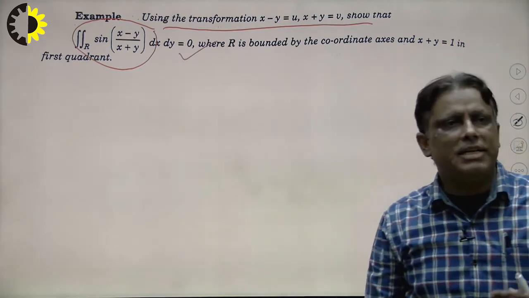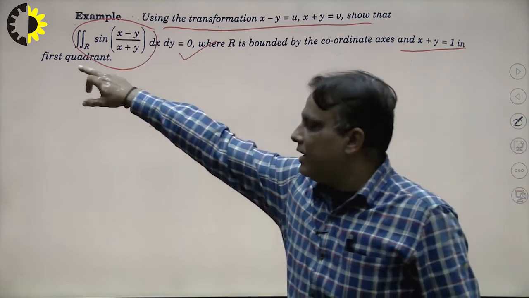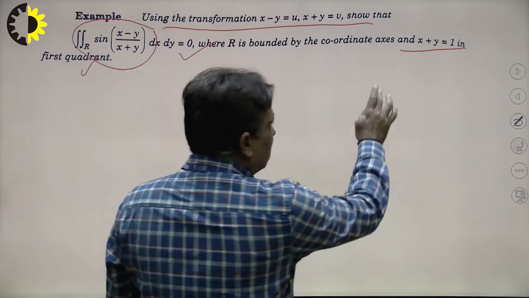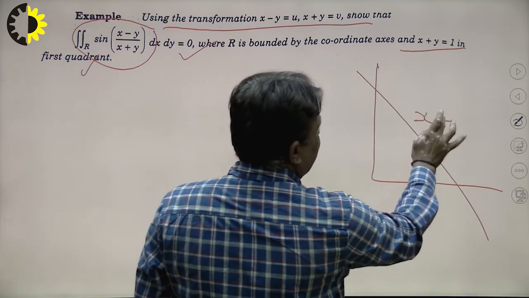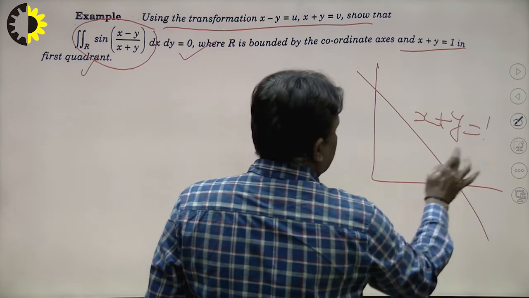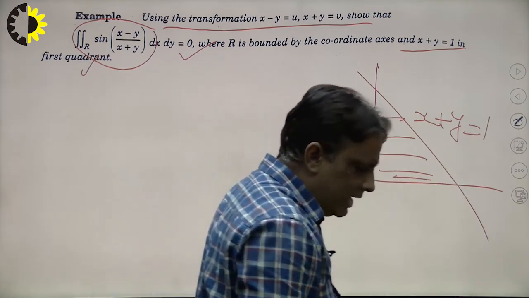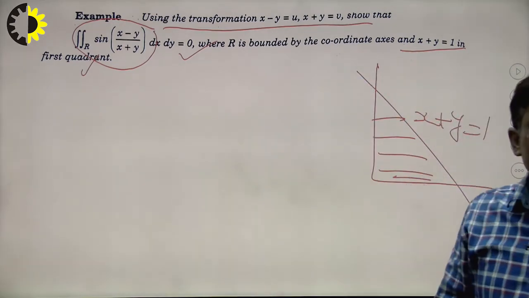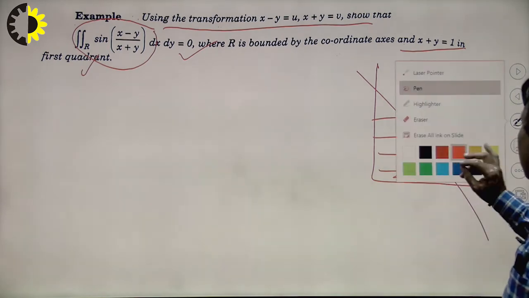So how to do it? That is the criteria, and the given region is x plus y less than or equal to 1 in the first quadrant, that means the x axis and y axis are greater than or equal to 0. So how to draw the diagram of this? First of all I draw the diagram. This is the line x plus y is equal to 1, and this is the x axis and this is the y axis. That means this is the region in the xy plane, and what will be the diagram in the UV plane, we calculate just now.